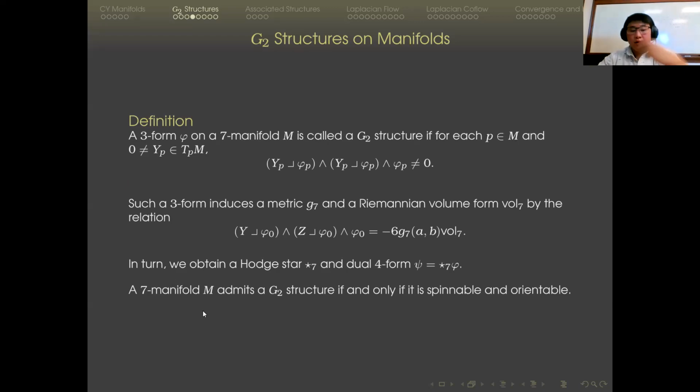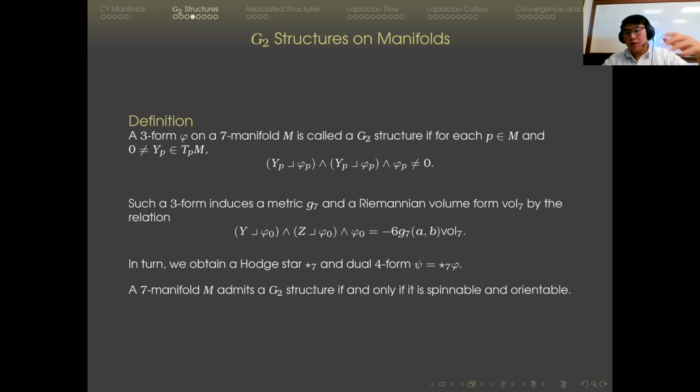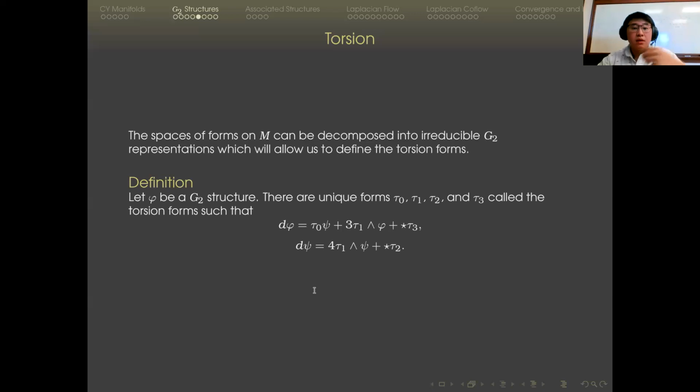Yeah, and so we have a characterization of which 7-manifolds admit G2 structures: if it's spinnable and orientable, then we have a G2 structure, and that's an if and only if. There's another way we can also think about it equivalently, as the reduction of the frame bundle to the group G2. But we'll take the more concrete definition, I guess, by just looking at the three form.